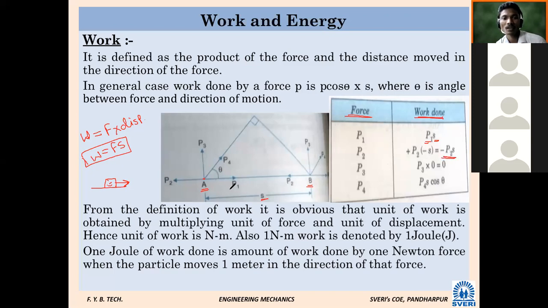Then P3. So you will see P cos theta. What will be the value of theta if the object is moving from A to B? 90. And cos 90 will be 0. So automatically the work done by this P3 force is 0. Means a perpendicular force is there, and if the object moves in a perpendicular direction, then the work done is 0.